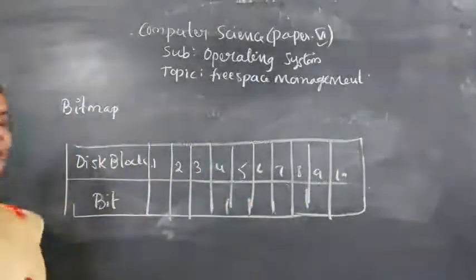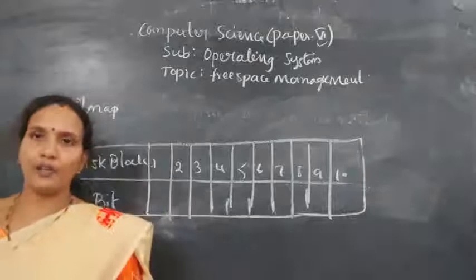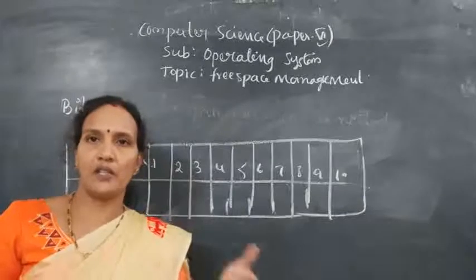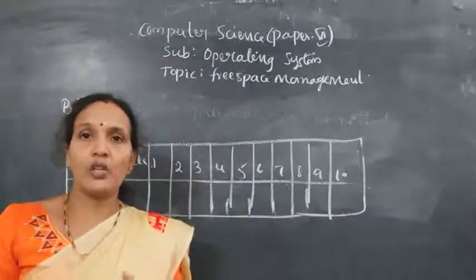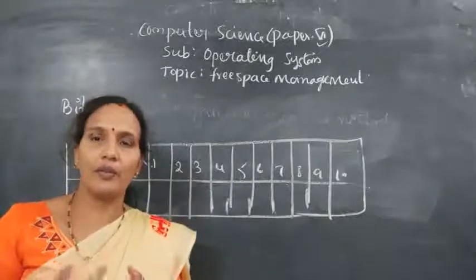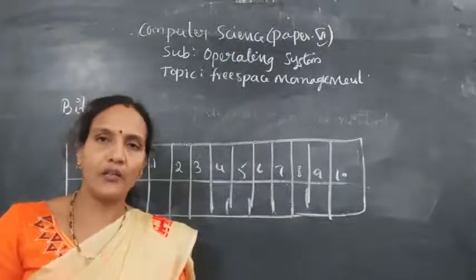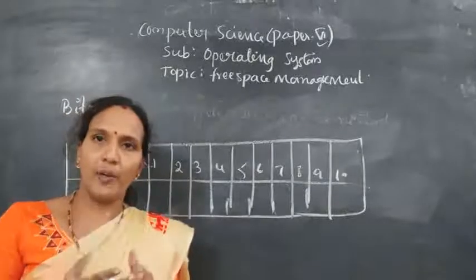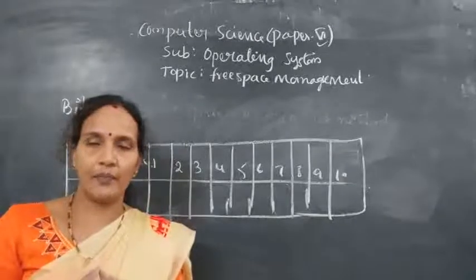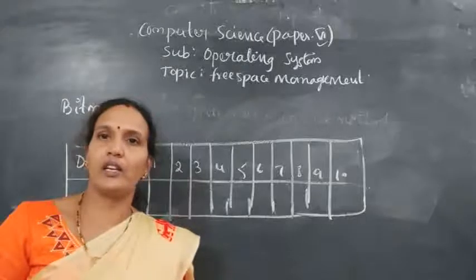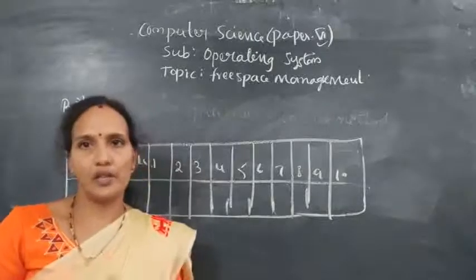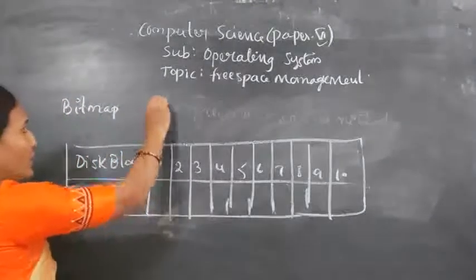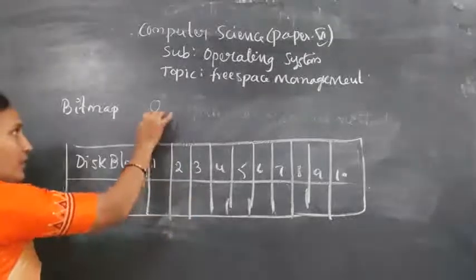Now, bitmap means, in the system, for a free space list, whichever block is free and whichever block is allocated, we maintain that information. To prepare a free space list with the bitmap method, for each and every block one bit is allocated. That decides whether that block is allocated or free. If the block is allocated, it will give 0. If the block is free, it will give 1.